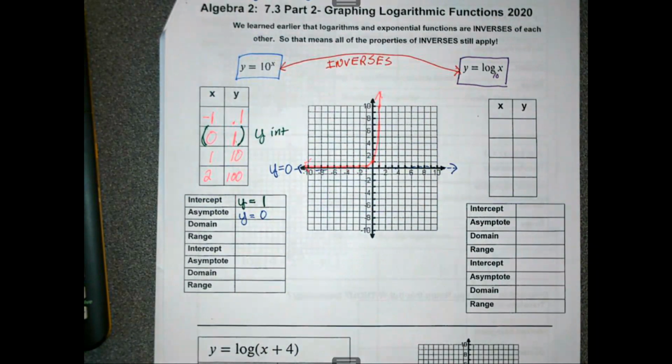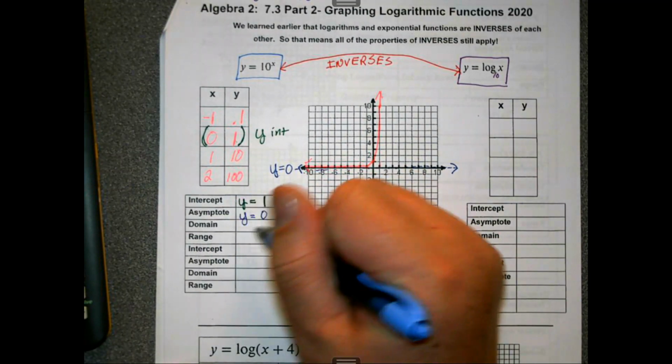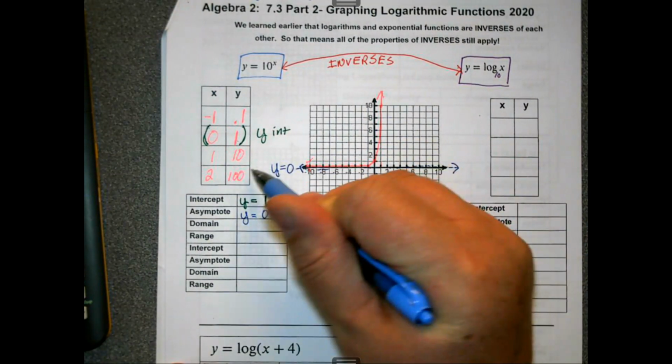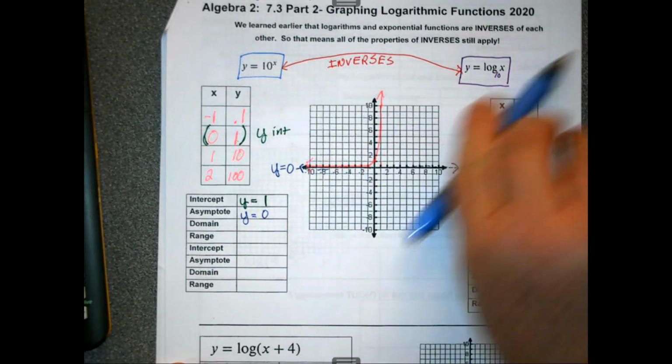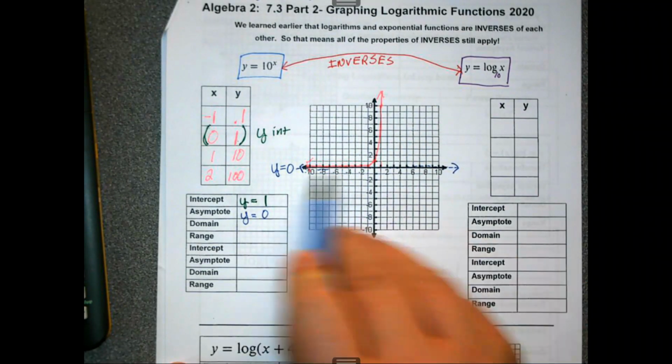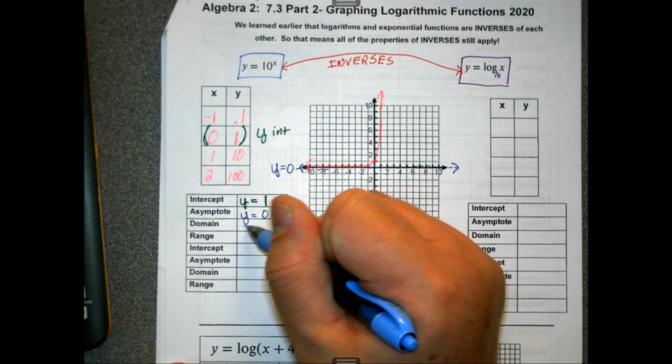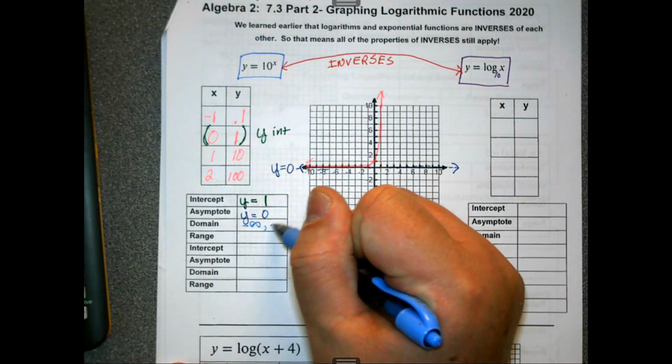The domain, you guys remember the domains for growth and decay? Negative infinity. And I know it doesn't look like it, but this does go out this way. The x values, right? Negative infinity, positive infinity.